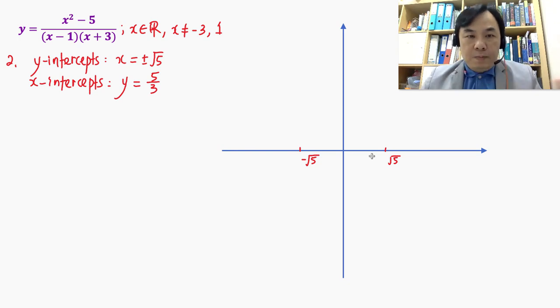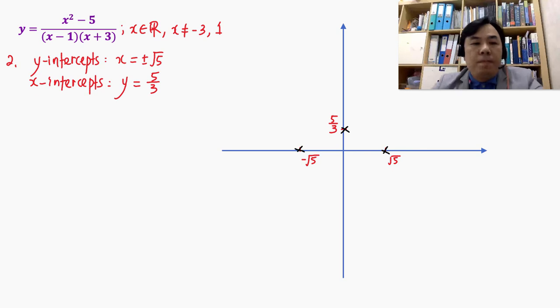Motion is bigger. This is 1.6 something. This is 2 point something. So 1.6 something will be somewhere here, for instance. All right, and then it passes through here, here, and here. That's the thing, right? And then number 3, we're going to find out all the asymptotes.